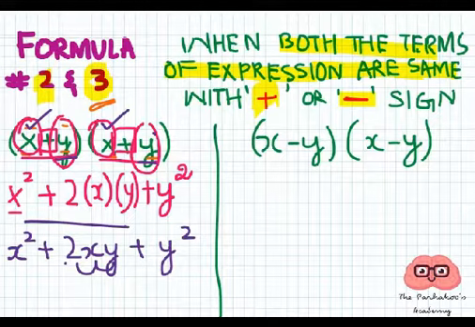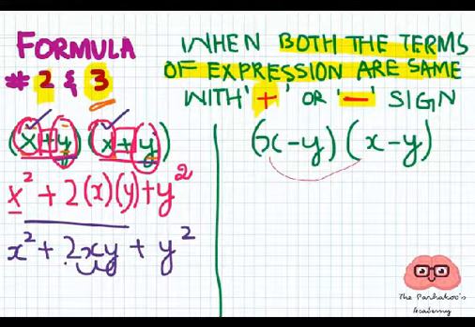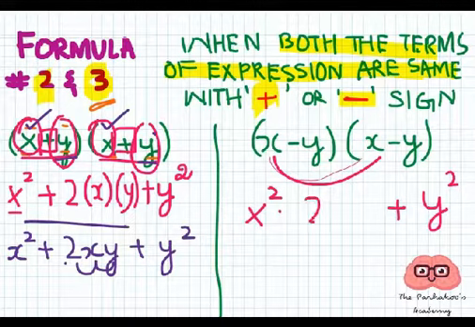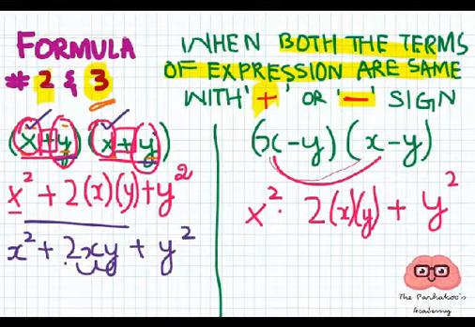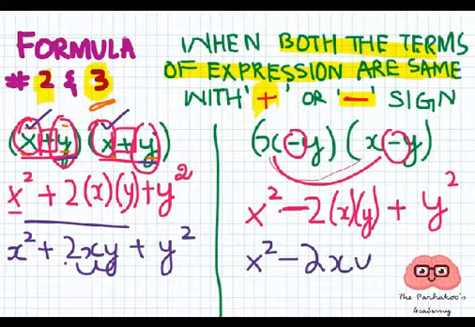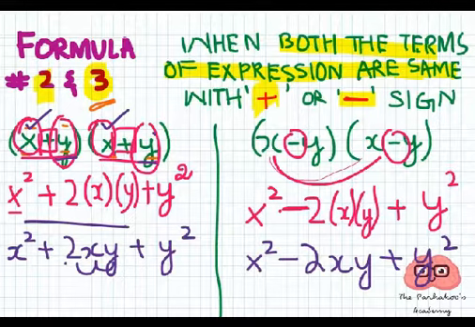This case is also the same with just one difference. Here as well, square the first term, square the second term, and multiply both the terms, but since here we have a minus sign, we put a minus here. And that's it. Let me write it in a clean way here as well. x squared minus 2xy plus y squared. Isn't it easy? It's so easy.